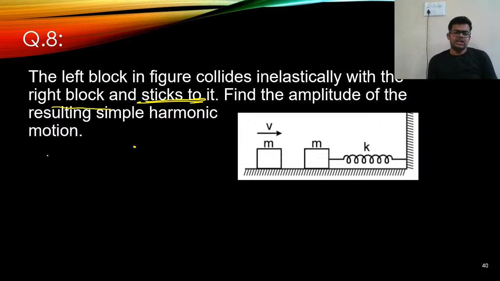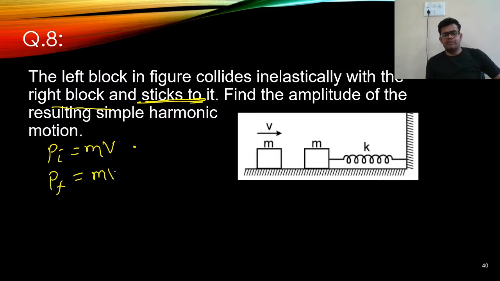So I will say initial momentum was m into v. What will be the final momentum? Both the blocks will move together: m into v1 plus m into v1. Both will have the same speed.